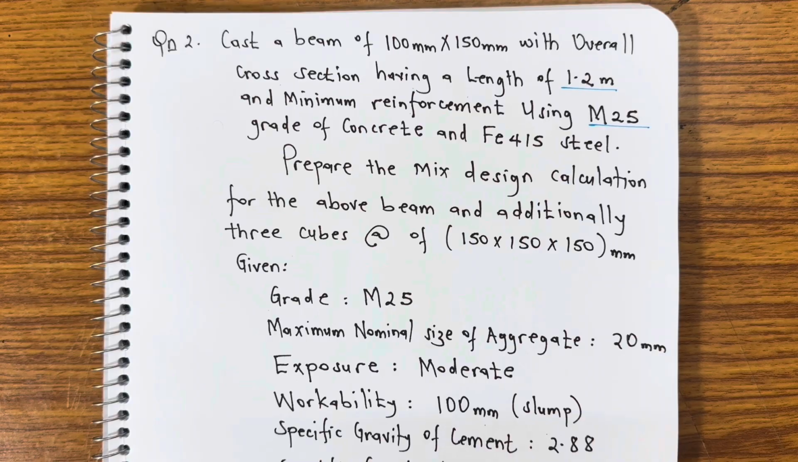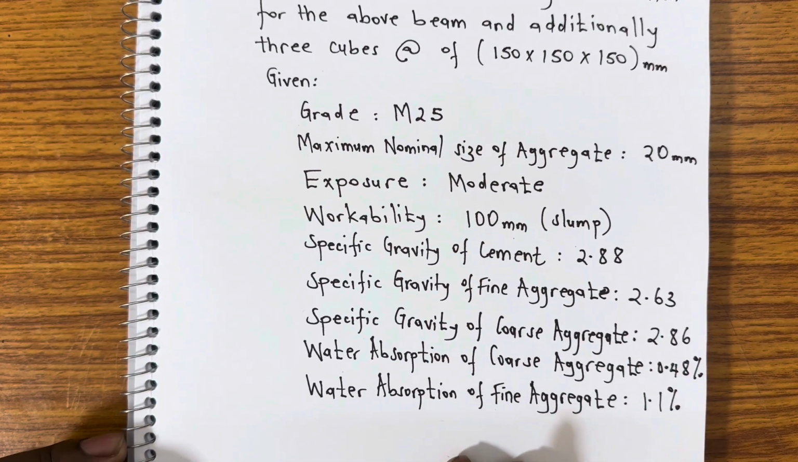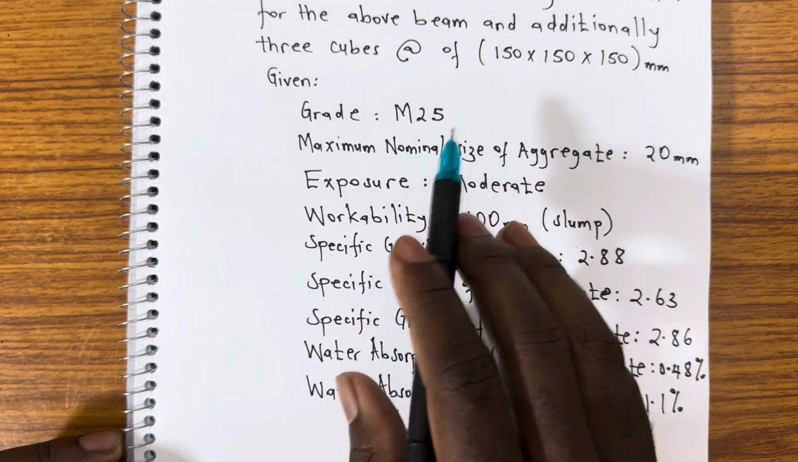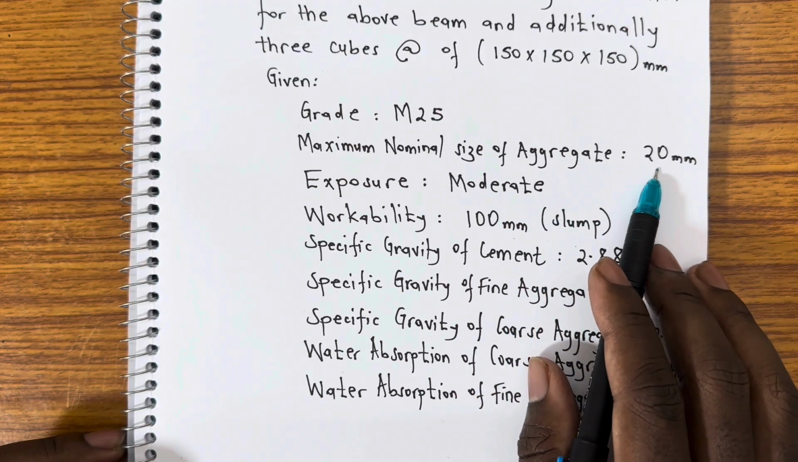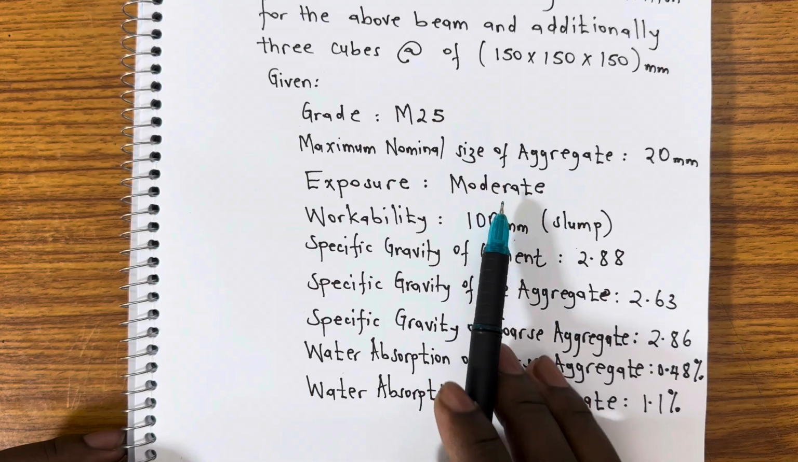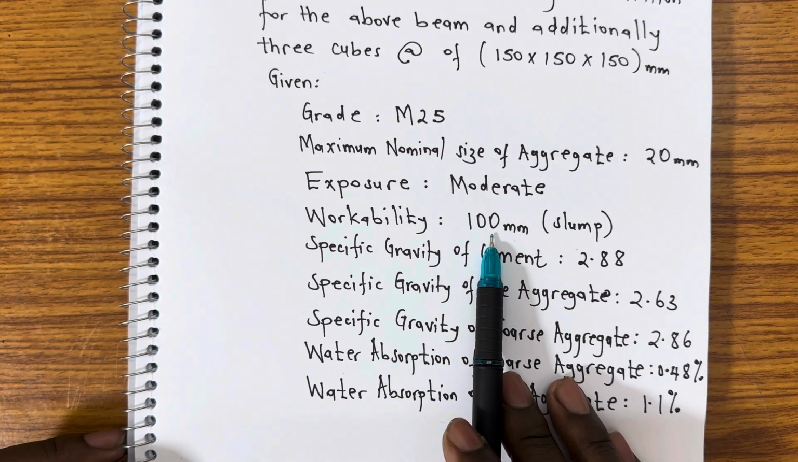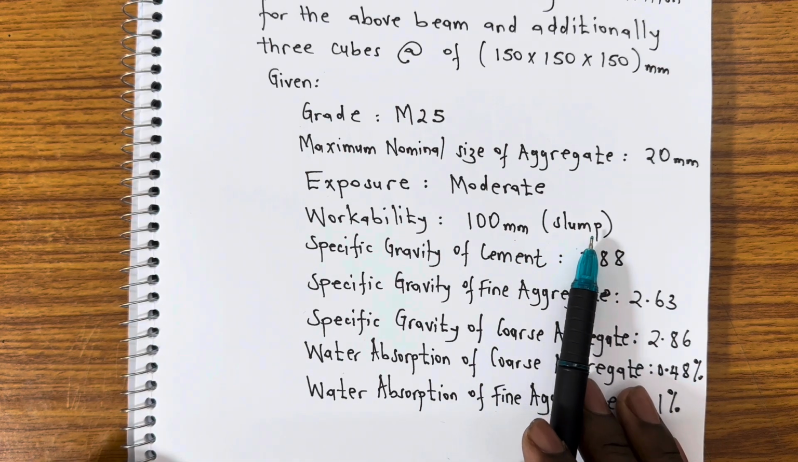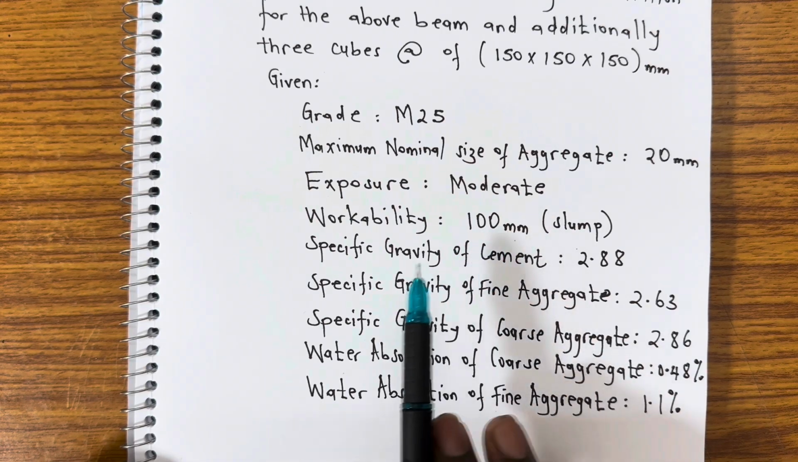The following information has been given to help you do this mix design calculation. The grade is M25. The maximum nominal size of the aggregate is 20 mm. Then the exposure condition is moderate. The workability of the concrete we're producing is 100 millimeter slump. So in the first video our slump was 75, but this time round we are using 100. So take note of that.